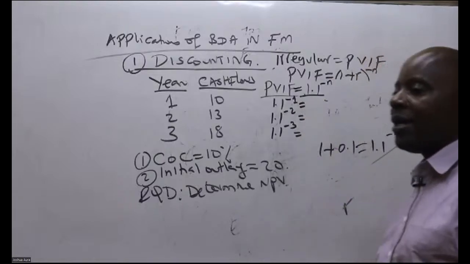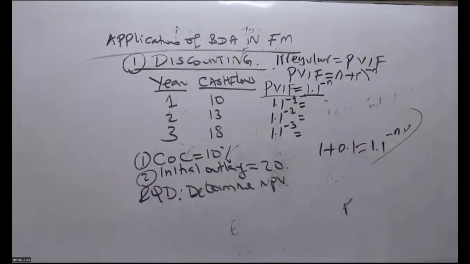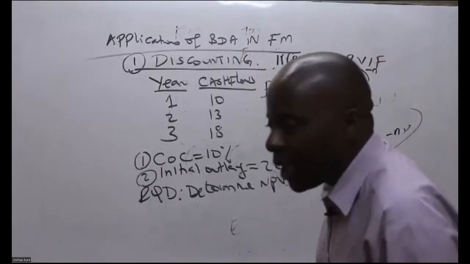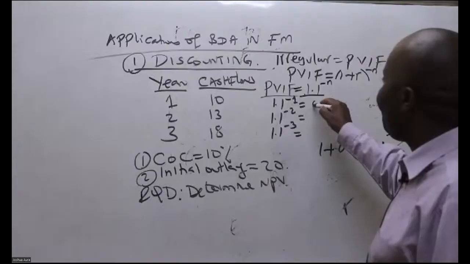So could you kindly go ahead and give us answers? Give us 1.1 raised to negative 1. What do we have? Now we're getting 4 decimal places. We have from Patrick 0.9091.